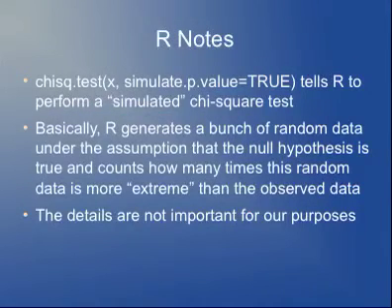And in general, if you say chi-square.test x with simulate.p.value equals true, it tells R to do a simulated chi-square test. It will generate a bunch of random data, assuming the null hypothesis is true, and see how many times this random data is more extreme than the observed data. Don't worry too much about the details for this class. R will do it for us automatically.